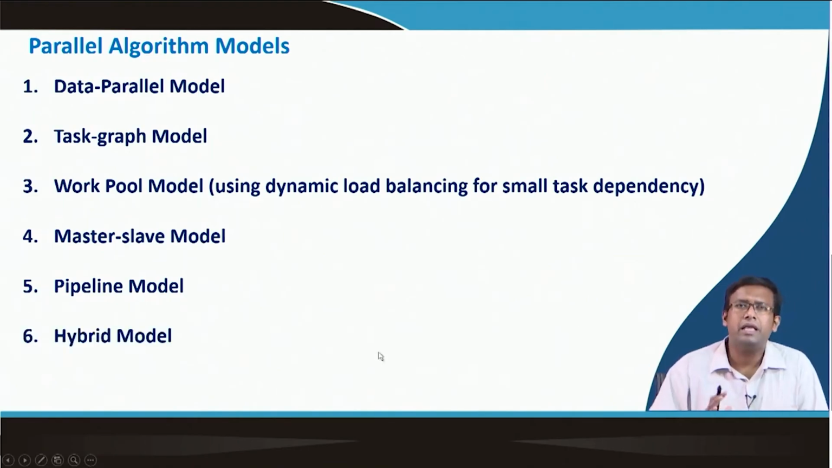Any combination of these can give you a hybrid model: a data parallel model combined with a master slave model, which we will again see in threaded parallelism using OpenMP or CUDA, or a pipeline model combined with a task graph model. All these can be combined and hybrid models can evolve. Whenever there is a possibility of developing a hybrid model, there is a possibility of being innovative in designing algorithms, so you can combine some of these ideas and make your own model.